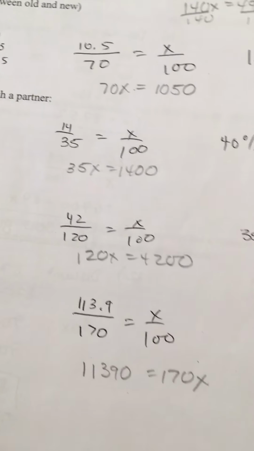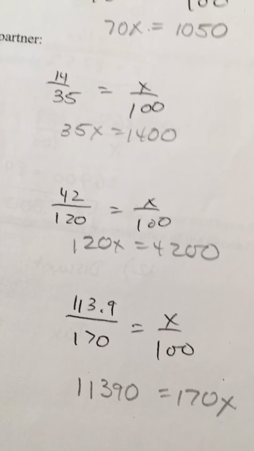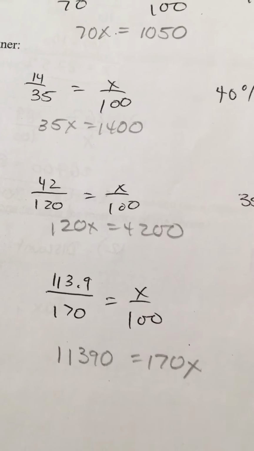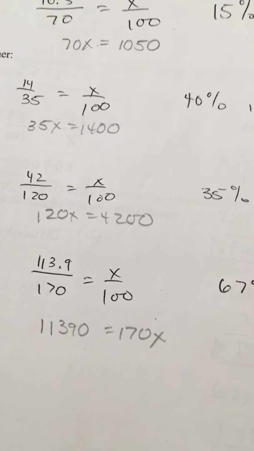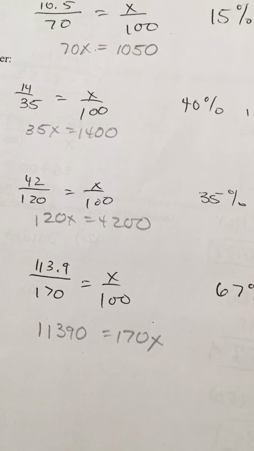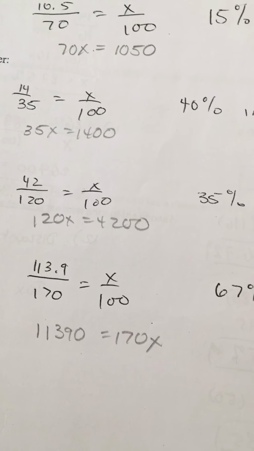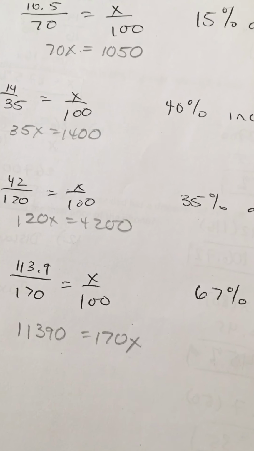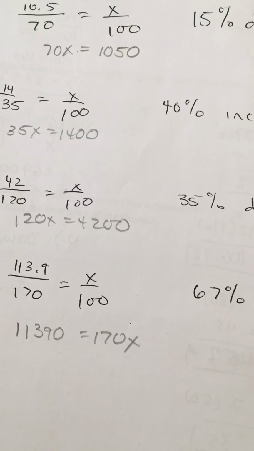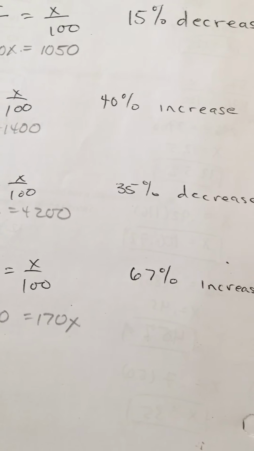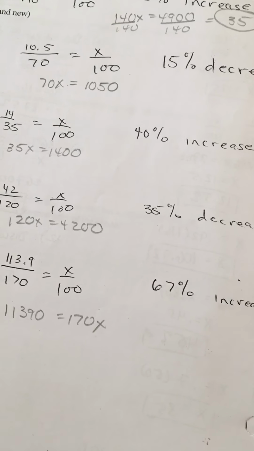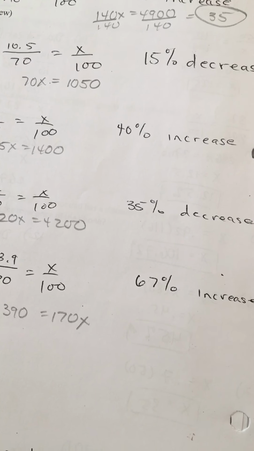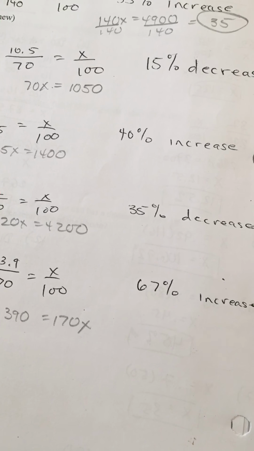Okay, so here are the right answers. For number 3, you do 14 over 35 equals x over 100, and you get 40%. For number 4, you do 42 over 120 equals x over 100, you get 35%. And for number 5, you do 113.9 over 170, and you get 67%. So 3 is a 40% increase, 4 is a 35% decrease, and 5 is a 67% increase.